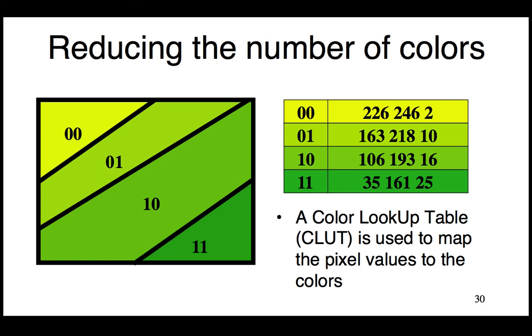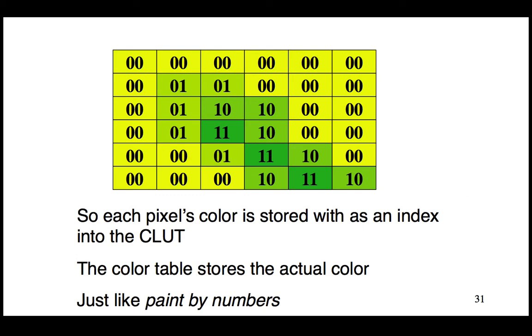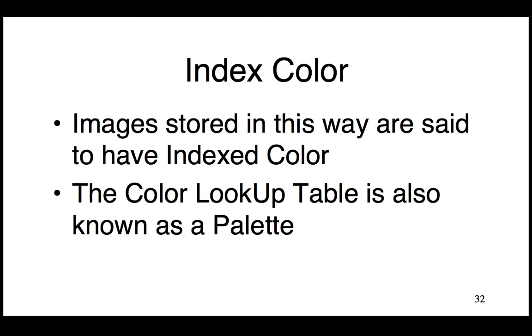So the first set of pixels there at the top left, they're color number 1. A program displaying this image or decoding the image would need also to know what the actual RGB values of color number 1 are. Okay? So each pixel's color then is stored as an index into the color lookup table. It's a bit like painting by numbers. So when we're talking about indexed color, this is what we're talking about.